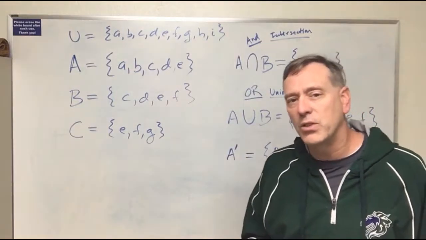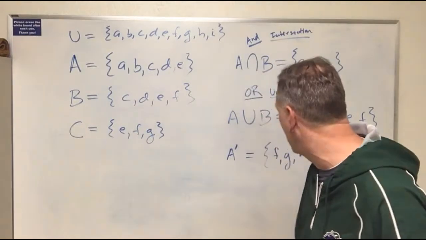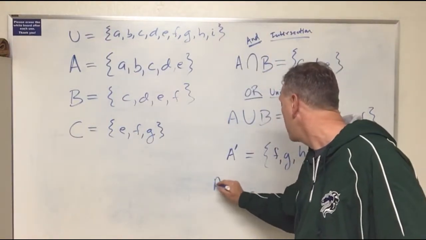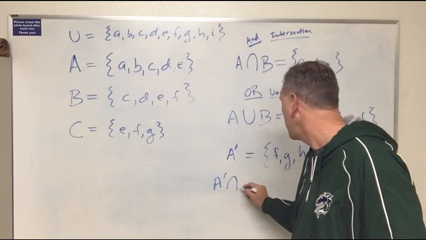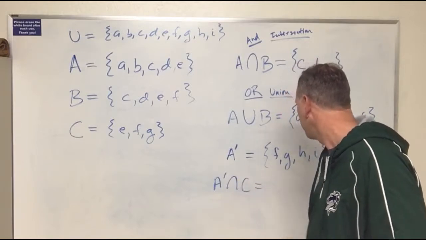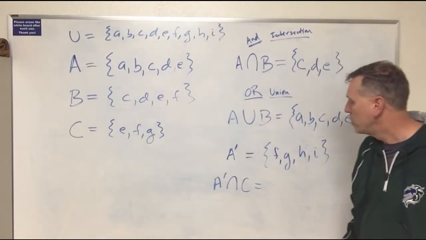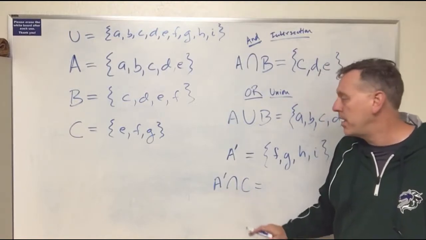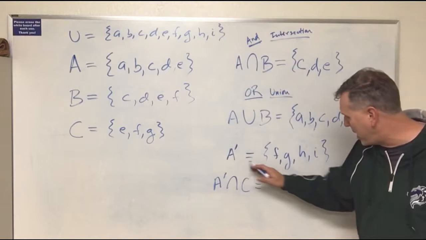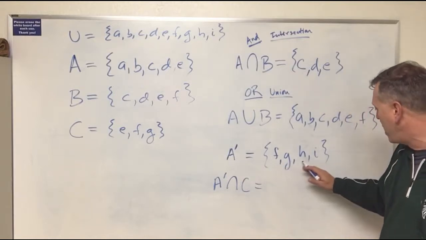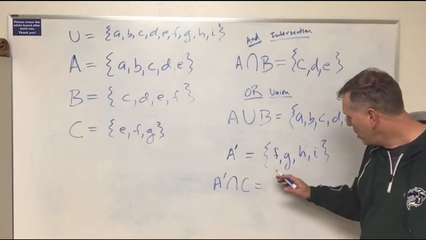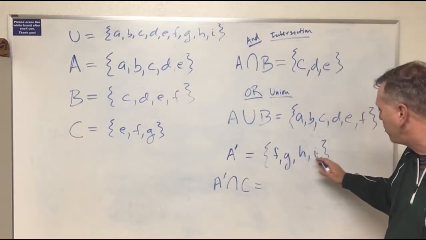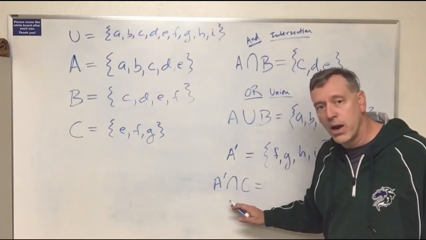Now, these things can get layered even deeper than this. You could have A prime intersected with C. So there we have not in A and in C. Now, not in A is this set that we just wrote, F, G, H, and I. And which of these elements, F, G, H, and I, are in C?